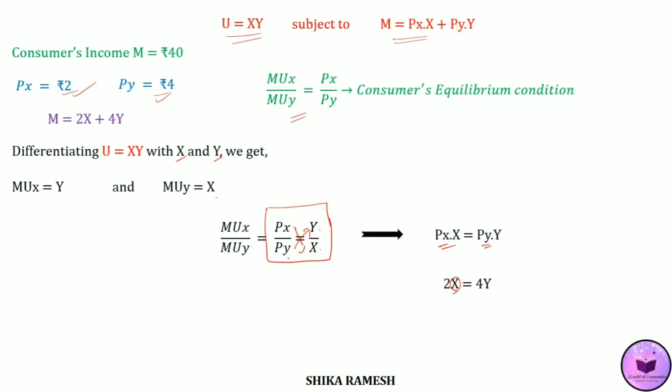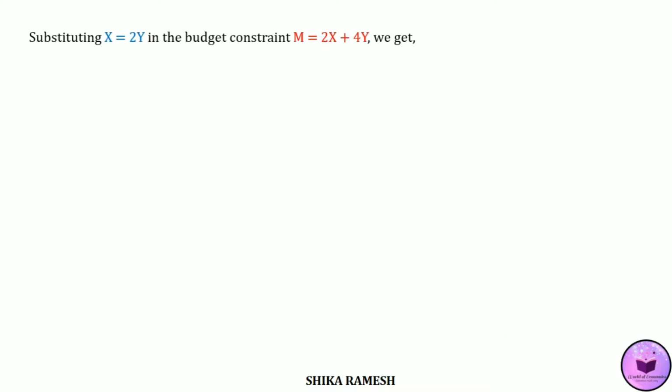From this we can solve for x, that is x = 4y/2, which is 2y. Now substituting x = 2y onto the budget constraint, we get 40 = 2 × 2y + 4y. Solving this, we get 40 = 4y + 4y, that is 40 = 8y. So y = 40/8, that is 5 units.